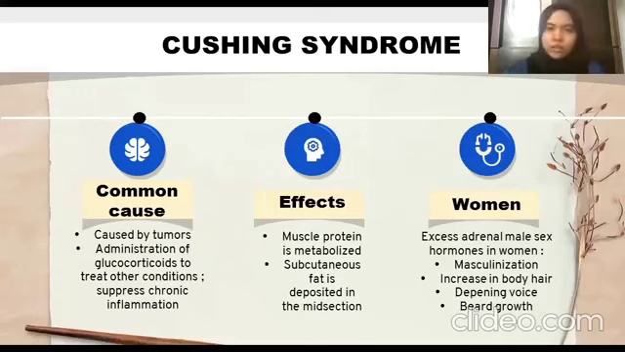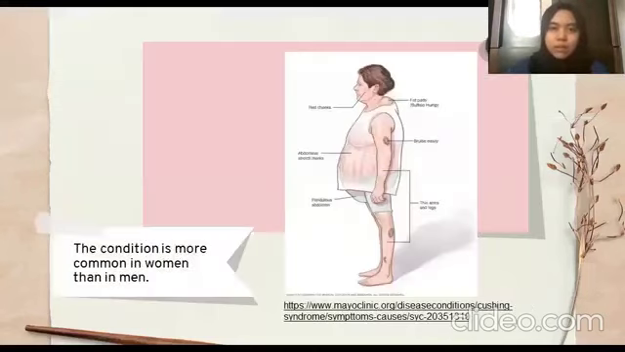In women, Cushing syndrome causes excess adrenal male sex hormones. It will cause masculinization, increased body hair, deepening voice, and beard growth in women. This is a picture showing some common characteristics of a Cushing syndrome patient. The condition is more common in women than in men.